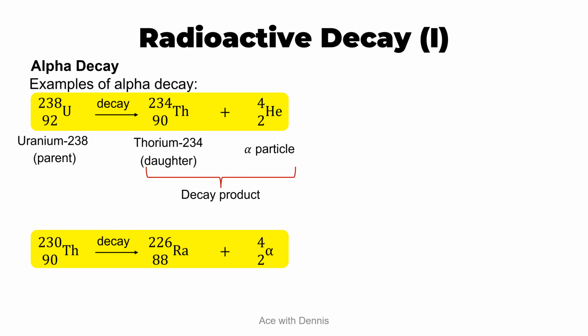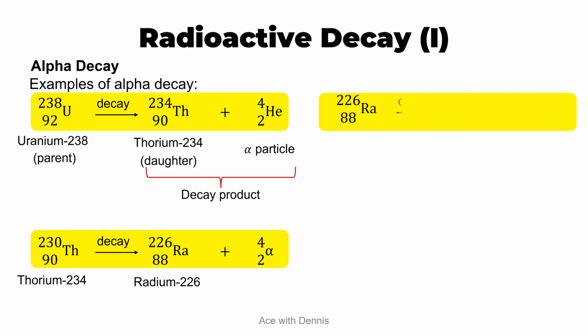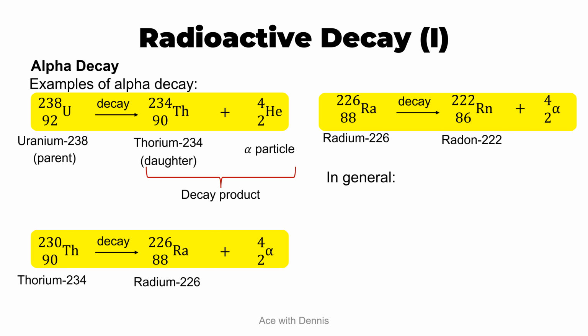Here is a second example of alpha decay. Thorium-230 decays and produces radium-226 and an alpha particle. One more example is radium-226 decays and produces radon-222 and an alpha particle.